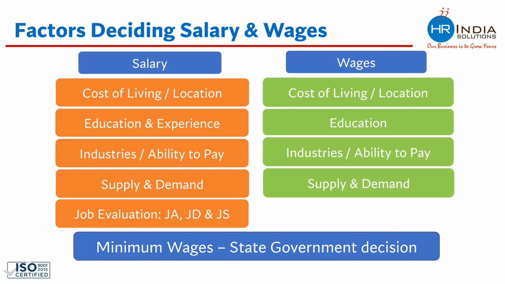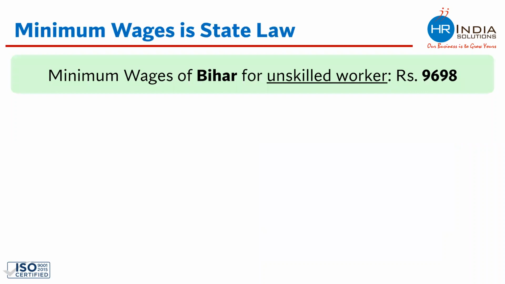Whenever the government decides minimum wages for workers, they invite the important and major labor unions of the state to play an important role. So we have talked about minimum wages. Just wanted to have your opinion on a scenario. The minimum wage in the state of Bihar for an unskilled worker is 9,698, which means if you are planning to hire a worker in Bihar, this is the minimum which you have to pay. Paying less than this in the state of Bihar would be illegal.